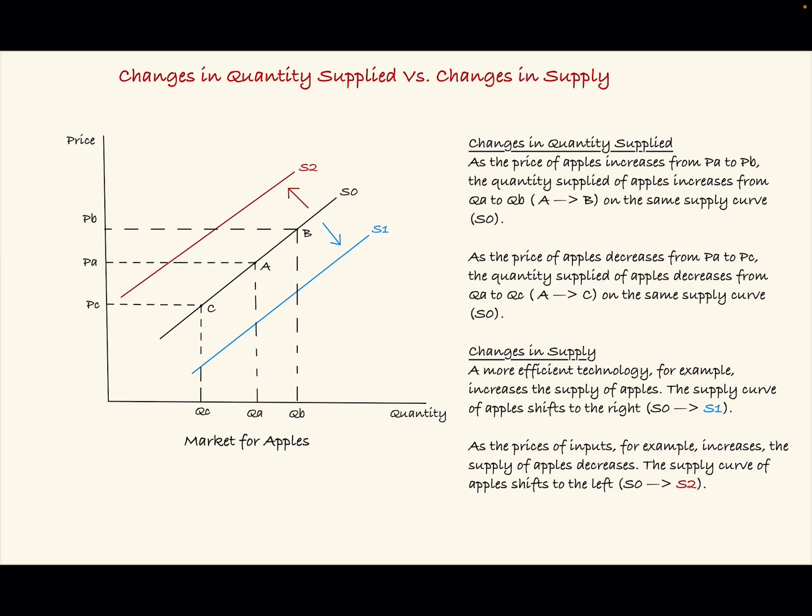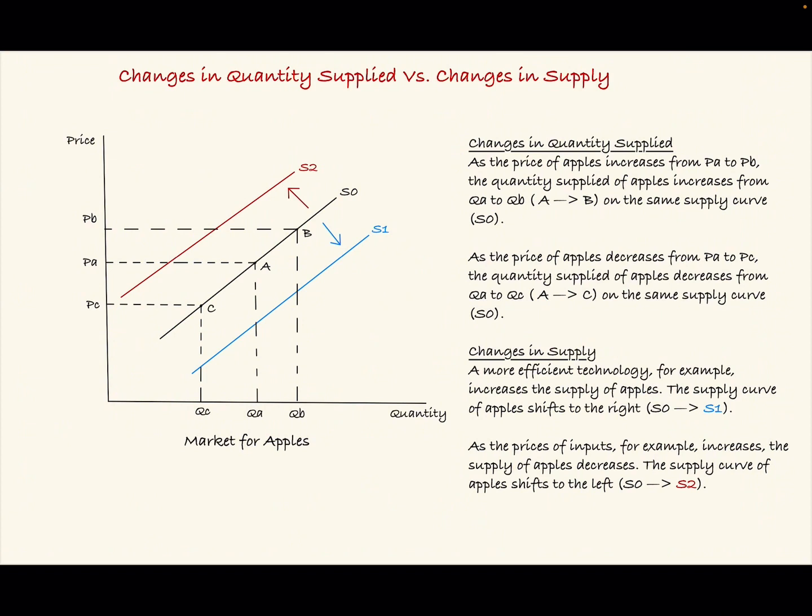In the opposite case, when the price of apples decreases from PA to PC, the quantity supplied of apples also decreases from QA to QC. Again, this is also represented by a movement along the same supply curve of S0. This is the movement from point A to point C on the supply curve of S0.